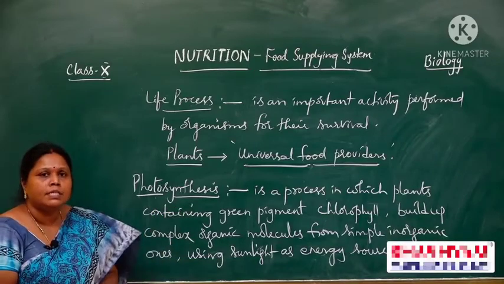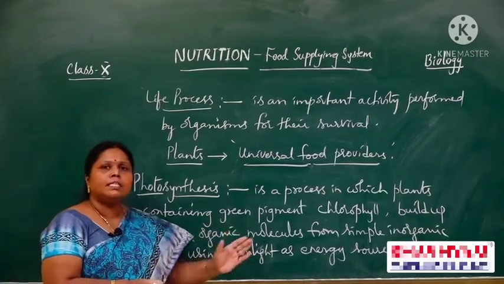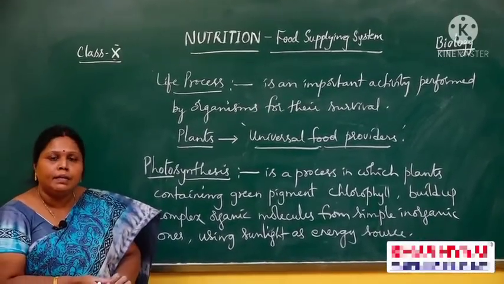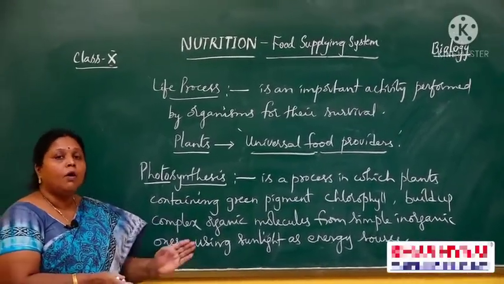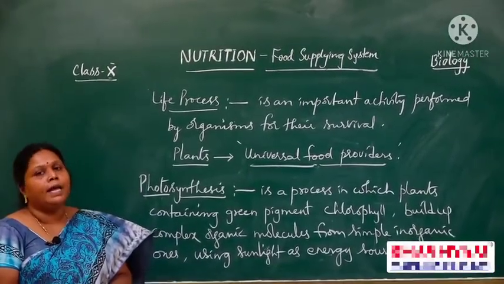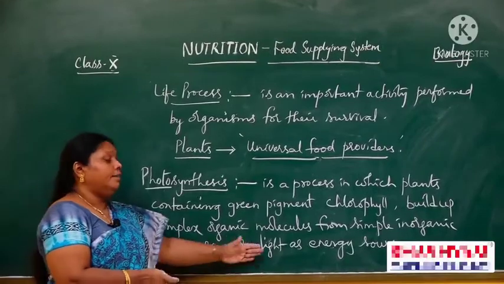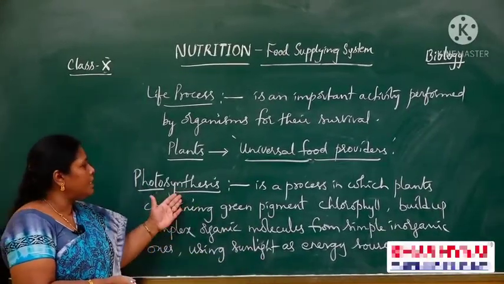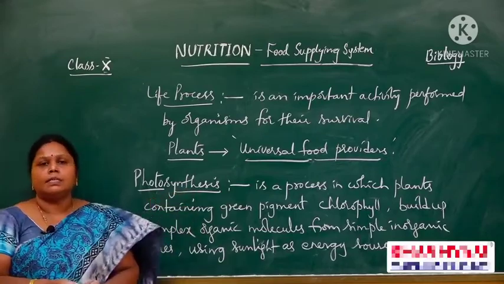What is photosynthesis? In photosynthesis, plants are able to synthesize their food materials, that is nothing but the complex organic molecules, using simple inorganic ones, and they are using sunlight as their energy source. That process is called photosynthesis.